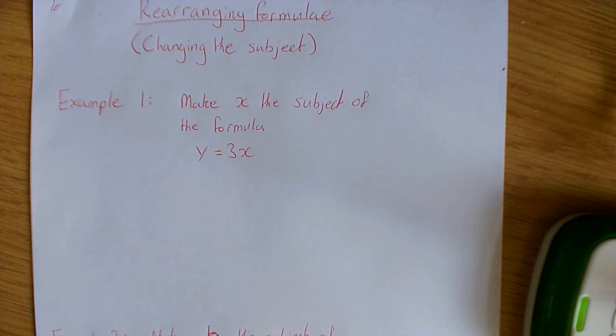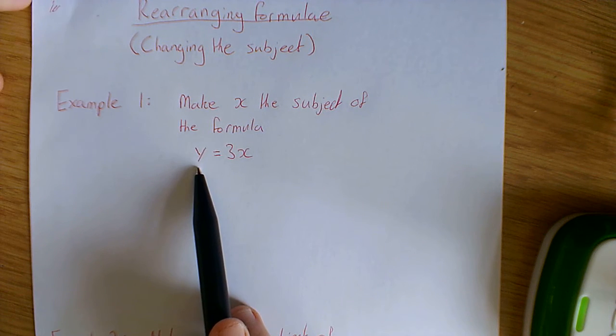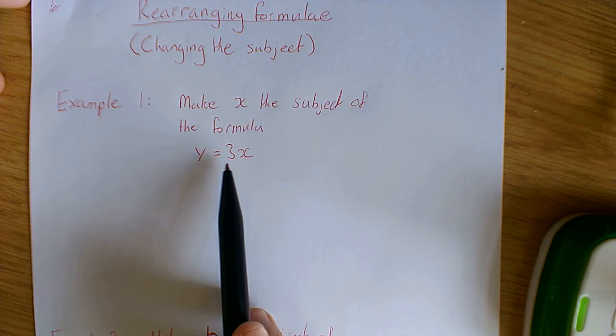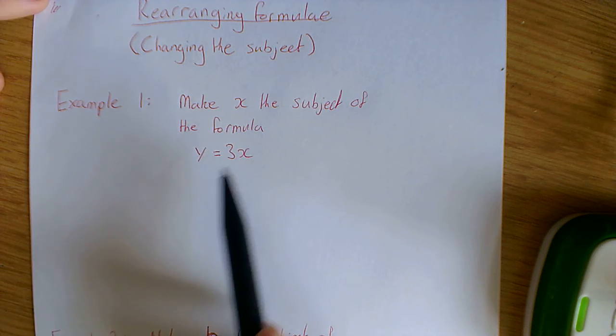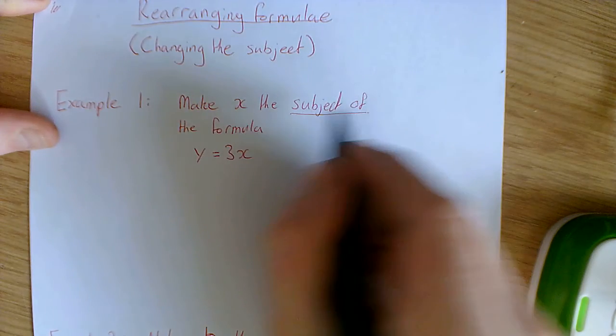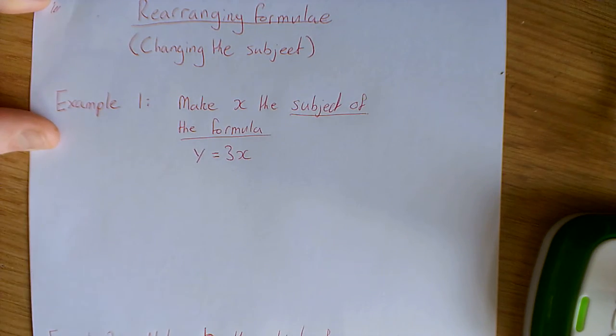We're going to make x the subject of the formula y equals 3x. So what we've got here, we've got y equals 3 times x. So when we've got 3x, that means 3 times x. And when we're making something the subject of the formula, that means we want to get it on its own on one side of the formula. So we want to end up with x equals something.